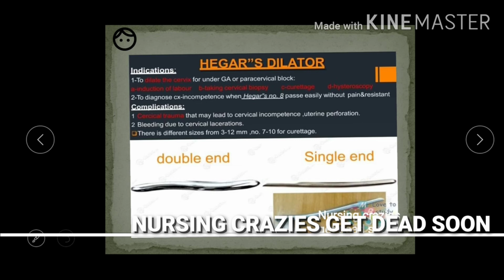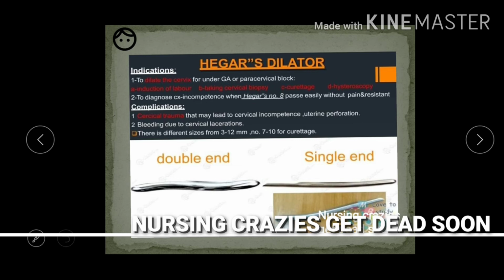So for the opening of the cervix we are using these Hegar's dilators. Always we start the Hegar dilator from the minimum number to the maximum number. There are two types of Hegar dilator, single-ended and double-ended. In single-ended, one number is on one end, and in double-ended we can use both sides. There are different numbers on both sides.